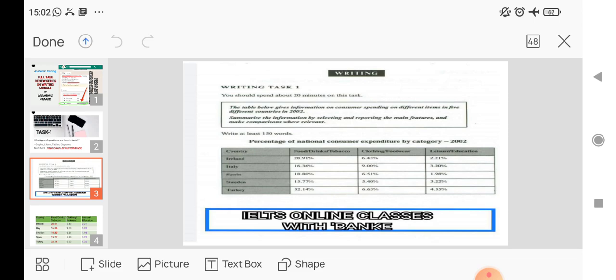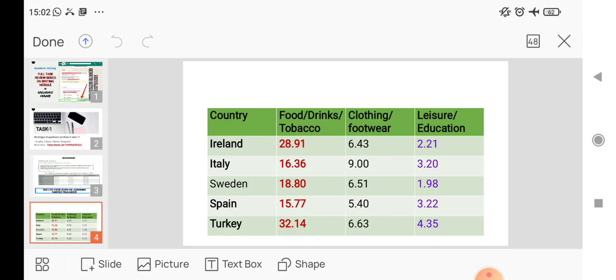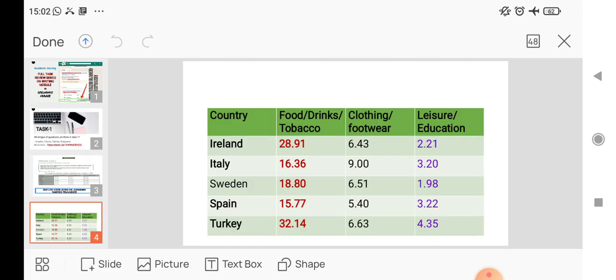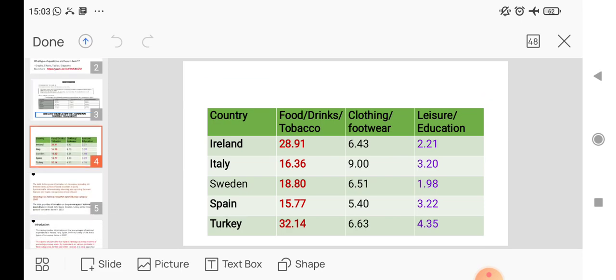That's the question, and that's the table you'll be describing. This is a clearer version. So in the table, the percentage of national consumer expenditure by category in the year 2002 is presented. The various categories are food, drinks, tobacco, clothing, footwear, leisure versus education, and the 5 countries there are Ireland, Italy, Sweden, Spain, and Turkey.